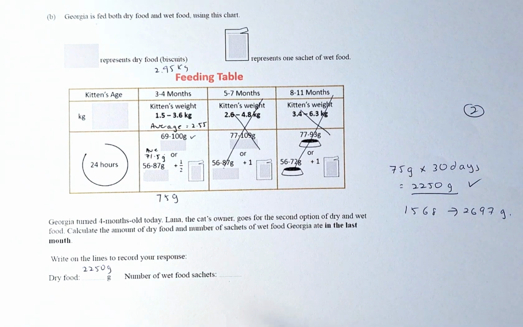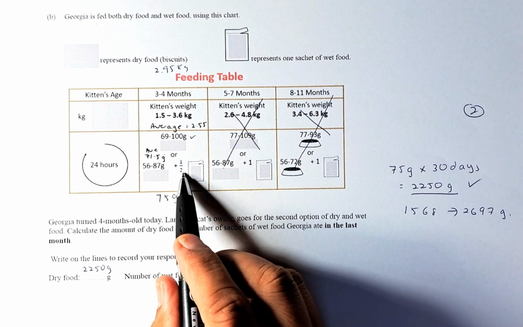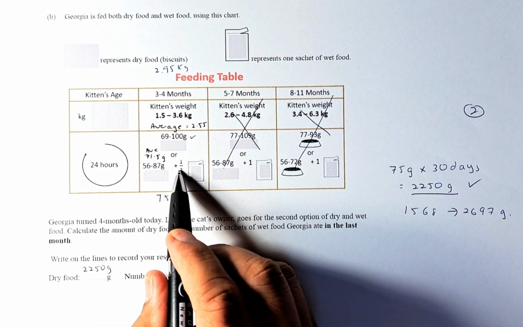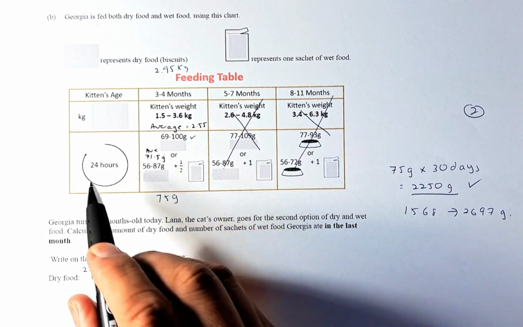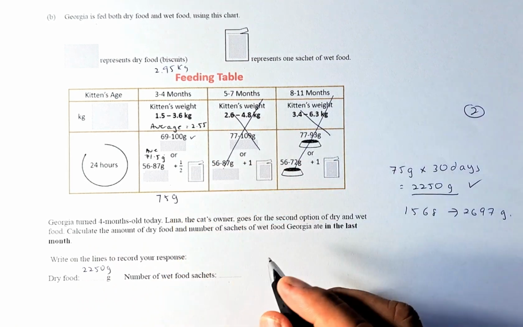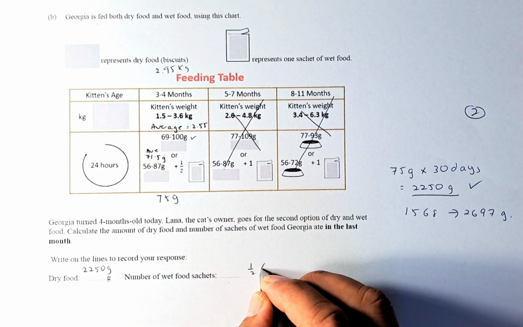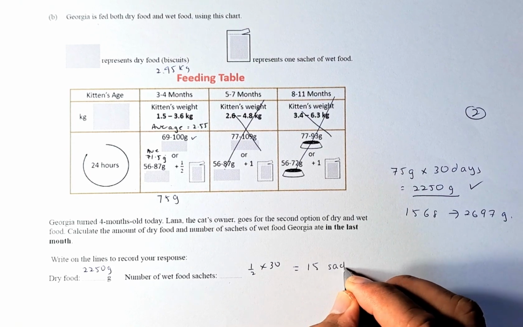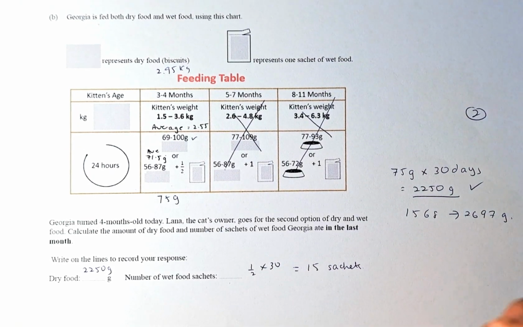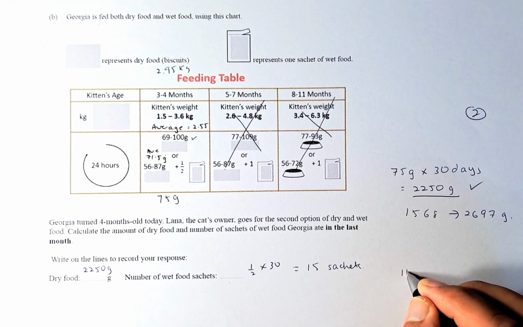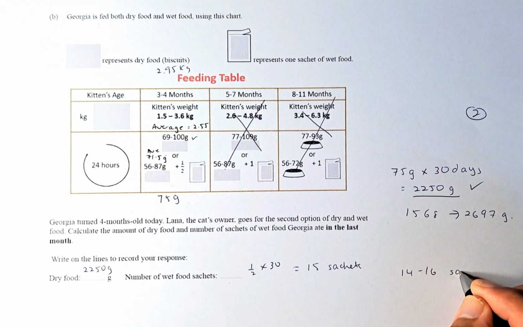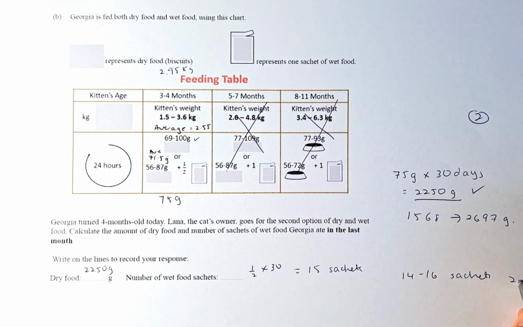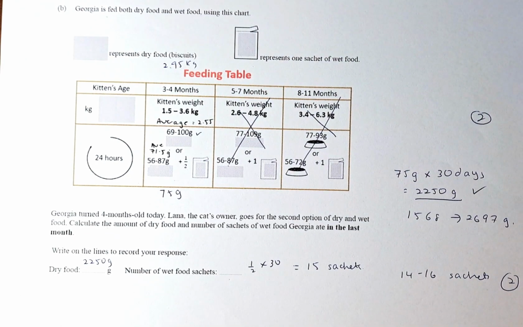And the second thing, we need to calculate the number of wet food sachets. They're going to take half a sachet a day. So in that category, half sachet a day. Because there are 30 days, it's going to be half multiplied by 30, and the answer is 15 sachets for the whole month. In fact, any answer between 14 and 16 sachets is acceptable. And again, that is option number two.